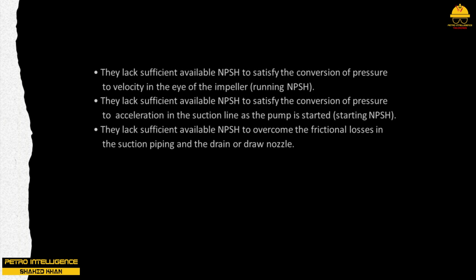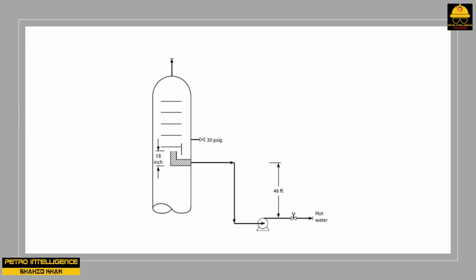Why do some pumps cavitate? Pumps cavitate for 3 reasons. They lack sufficient available NPSH to satisfy the conversion of pressure to velocity in the eye of the impeller, running NPSH. They lack sufficient available NPSH to satisfy the conversion of pressure to acceleration in the suction line as the pump is starting, starting NPSH. They lack sufficient available NPSH to overcome the frictional losses in the suction piping and the drain or draw nozzle. It is positively my experience that the most common reason for pump cavitation is partial plugging of draw nozzles. This problem is illustrated in the picture.